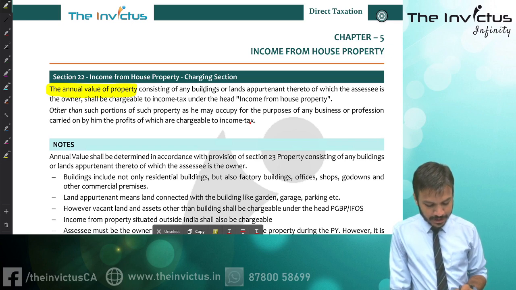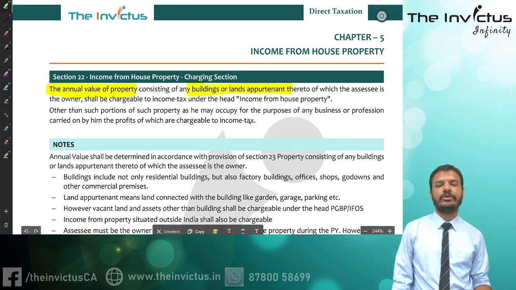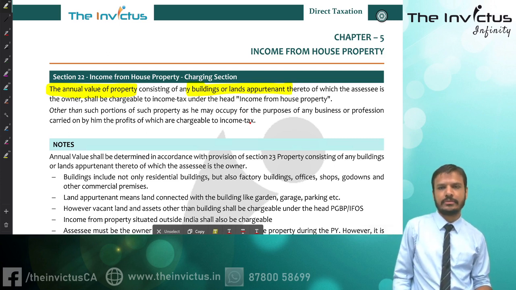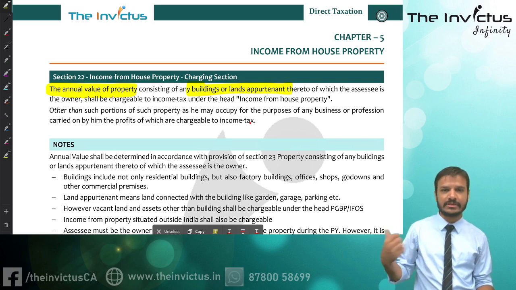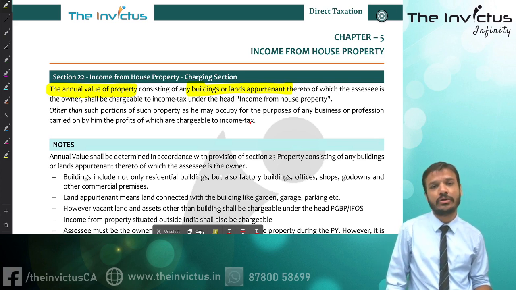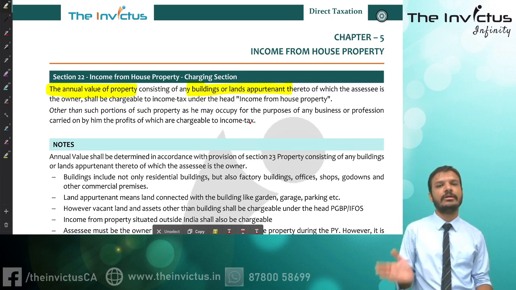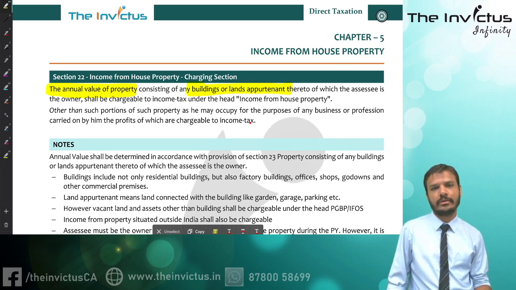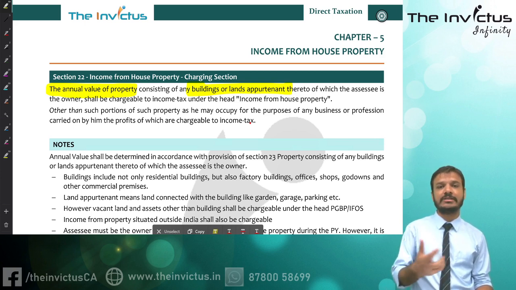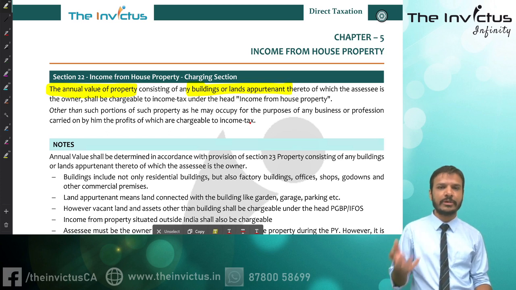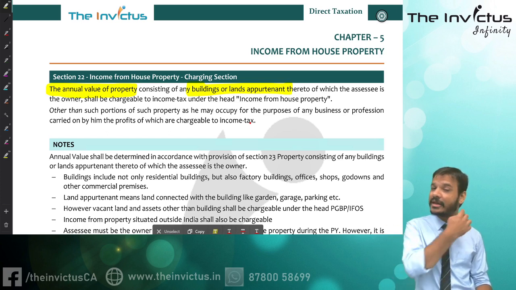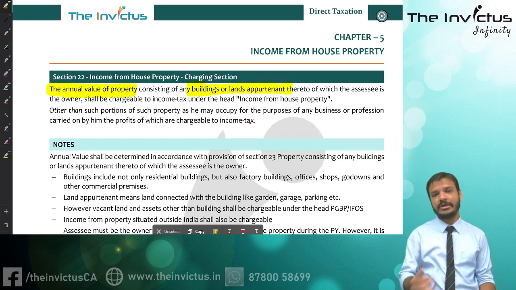Consists of any building or lands appurtenant thereto. What does it mean? Building or land appurtenant thereto. As I have discussed, vacant land is not considered under the head IFHP. However, if any land is connected with that particular building, like parking lots, garage, etc., that will be considered as IFHP.